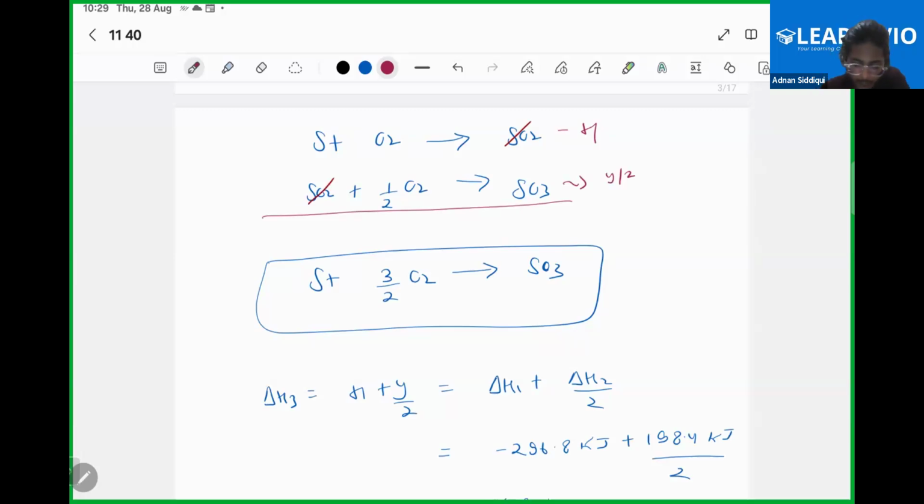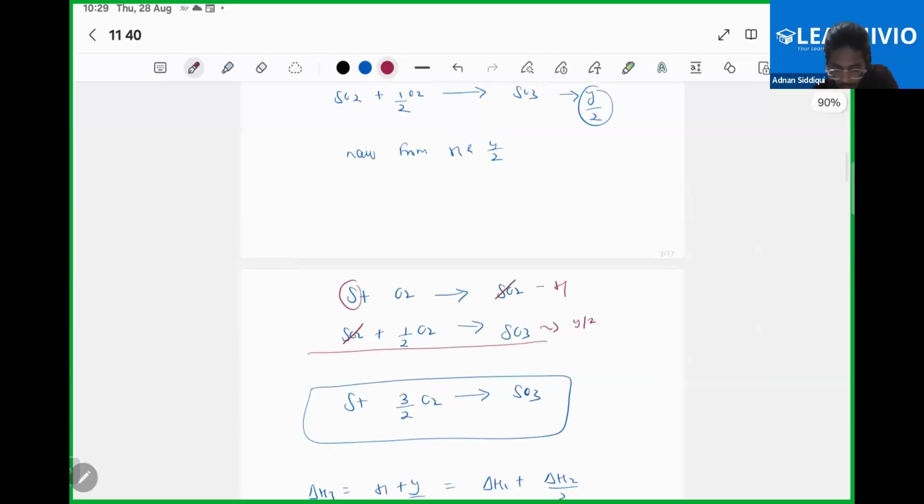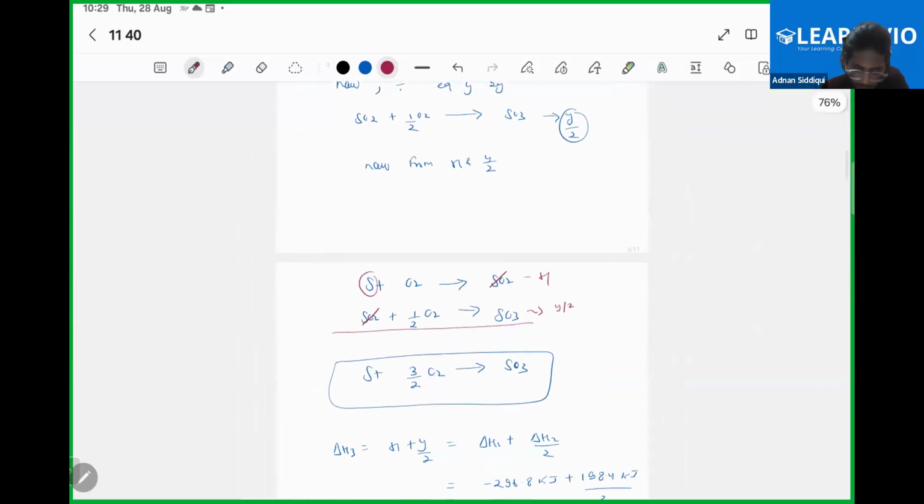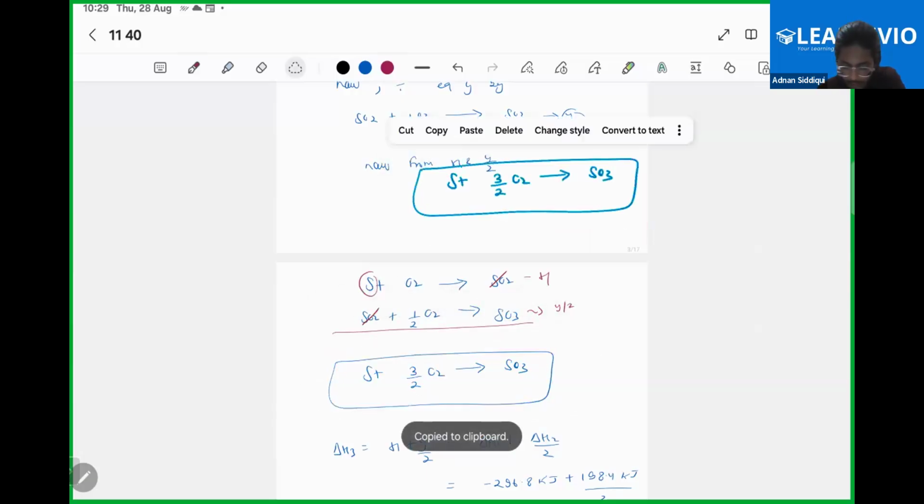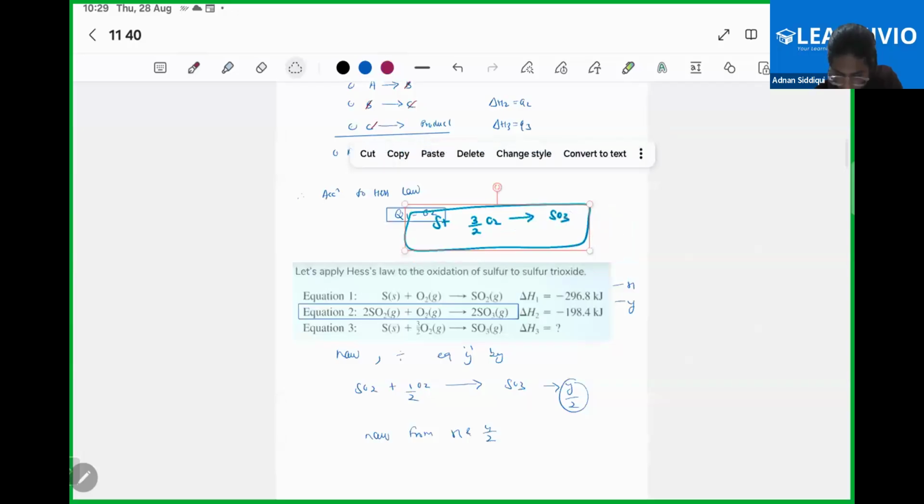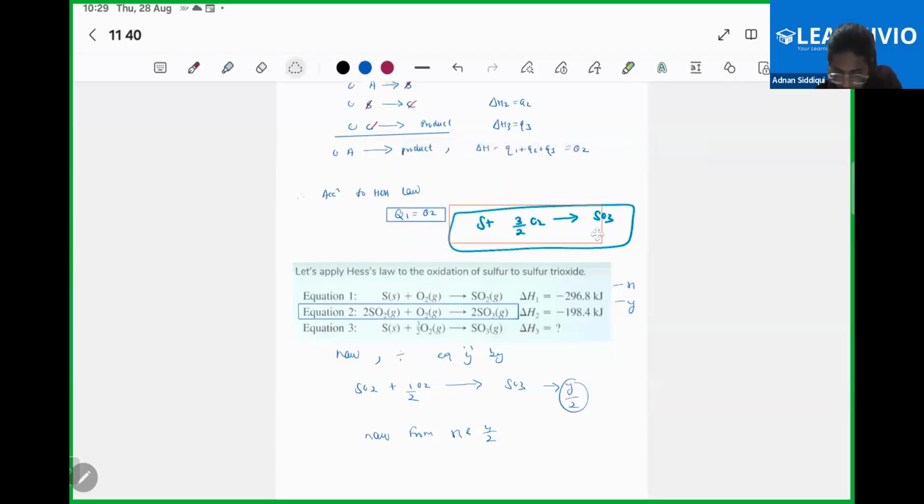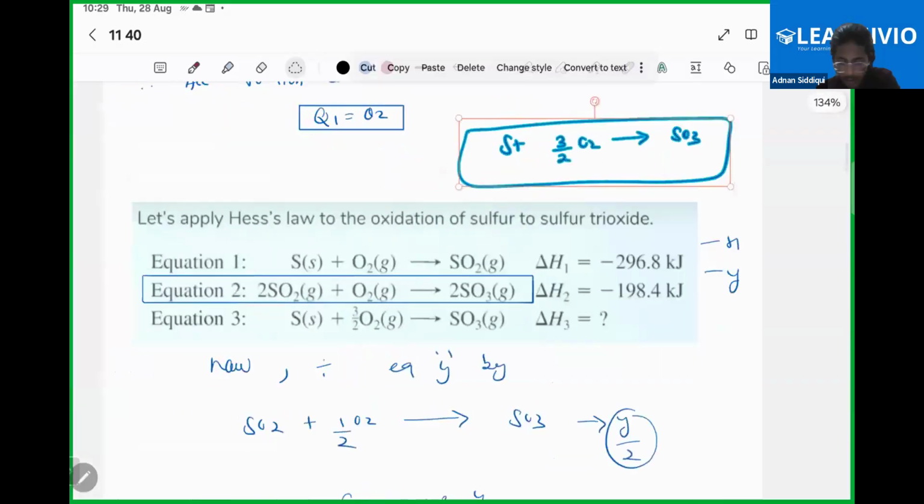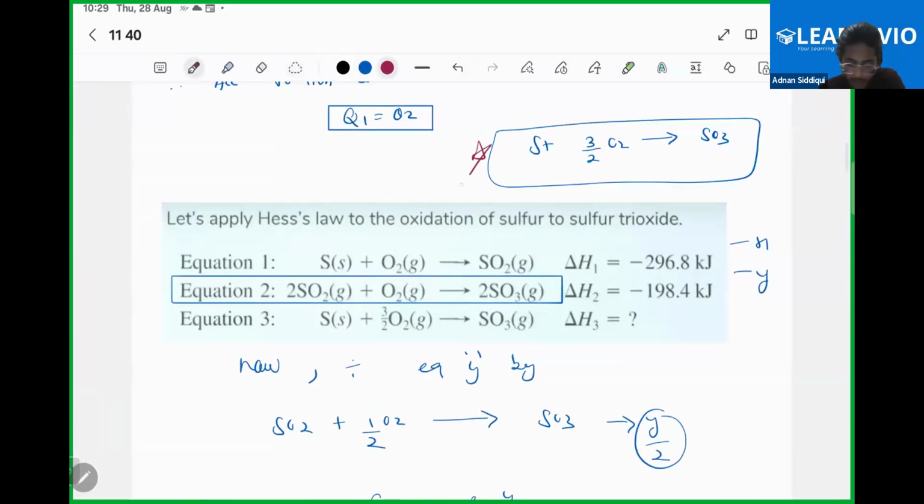What you observe is that this will get cancelled out by this. And on the left hand side, you have S plus O2 plus half O2, which gives 3 by 2 O2, and on the right hand side you have SO3. If you go back and compare this equation with the third one, are you seeing any resemblance? This is the equation that we have derived. Is it not looking like the third one?